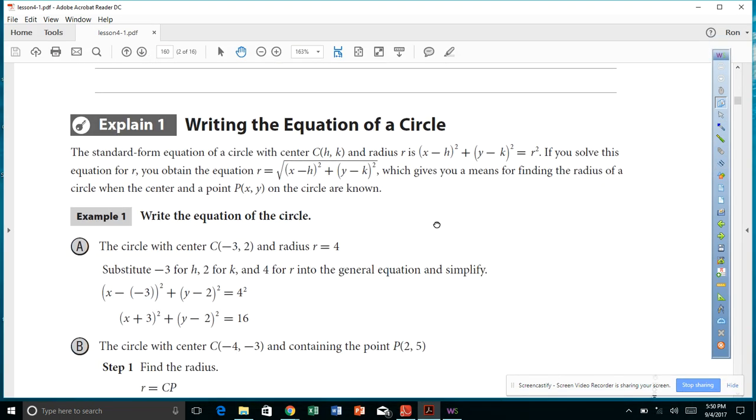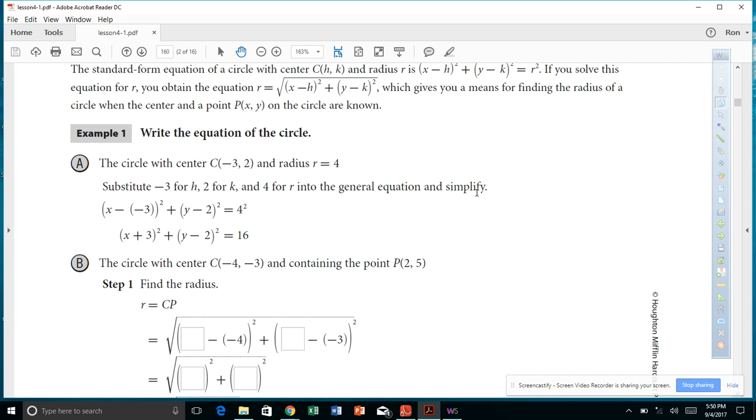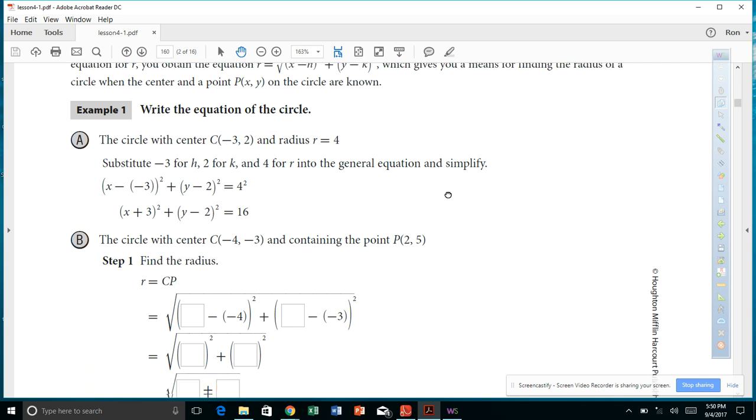Explain 1. Writing the equation of a circle. The standard form equation of a circle with center C at (h, k) and radius r is x minus h squared plus y minus k squared equals r squared. If you solve this equation for r, you obtain r equals the square root of x minus h squared plus y minus k squared, which gives you a means for finding the radius of a circle when the center and a point P(x, y) on the circle are known.